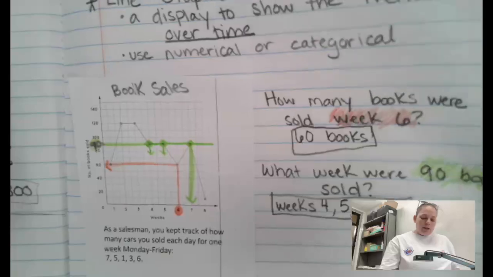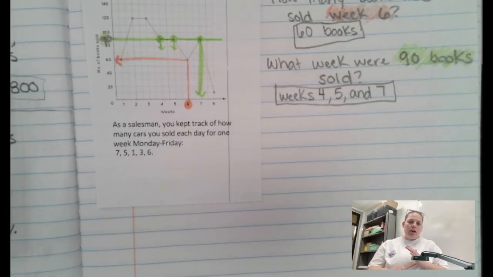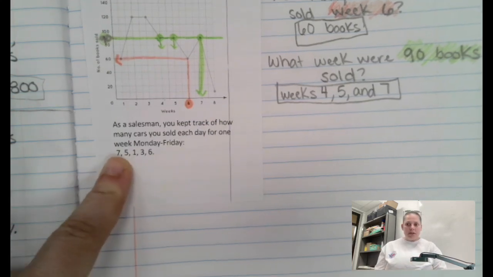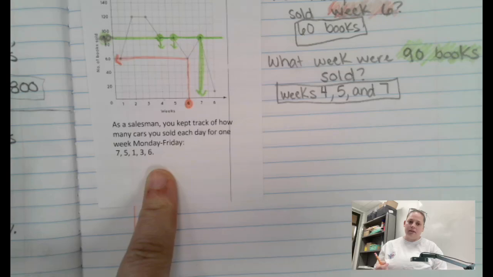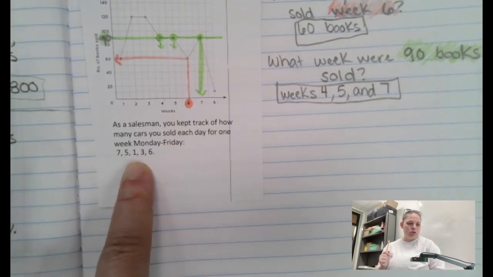All right, last one here. We're going to create our own line graph. It says, as a salesman, you kept track of how many cars you sold each day for 1 week, Monday through Friday. Holy moly, Monday there must have been a sale or something. Sold a lot, and on Friday. Wednesday, woof, not so much.